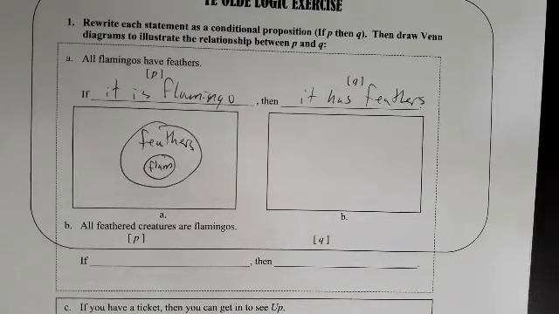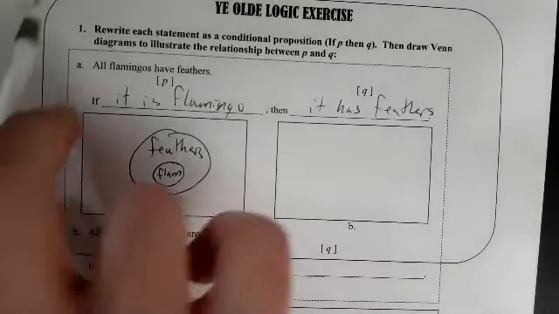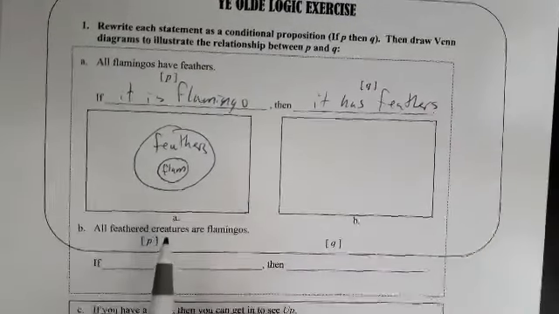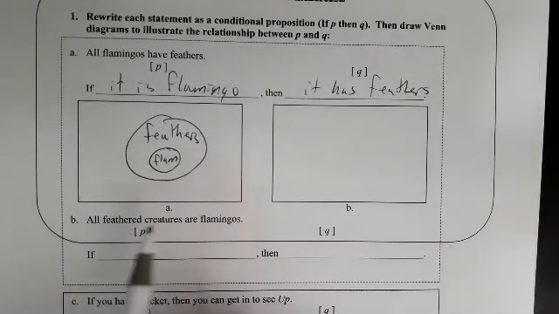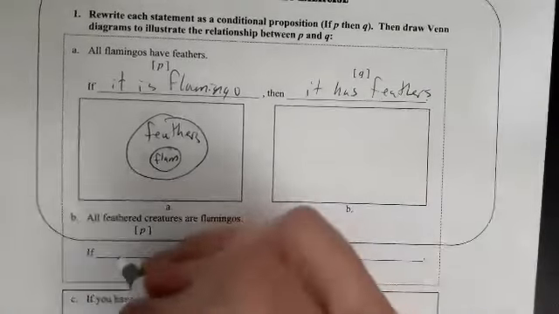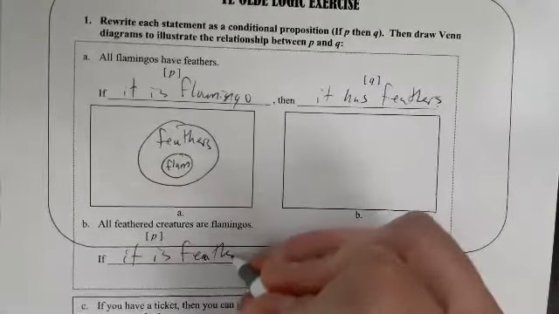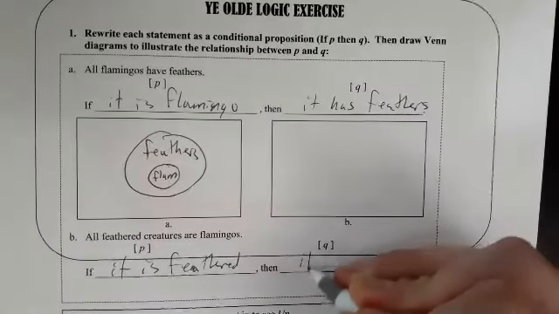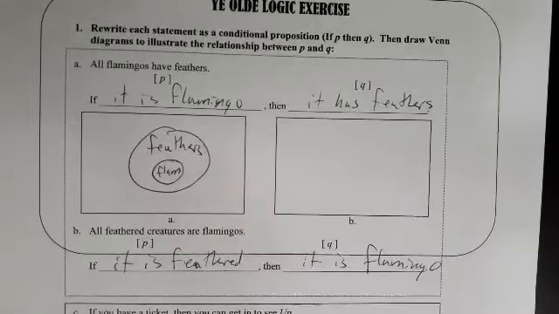No, that one's not true. So if I want to rewrite this as an if-then statement, ignore the fact that this round box is here. It's not supposed to be here. I don't know why it got put there, just formatting issues. So all feathered creatures are flamingos. So this is saying if it is what? If it is feathered, then it is a flamingo.